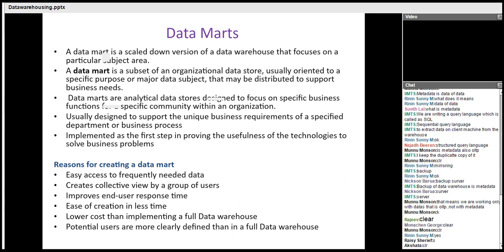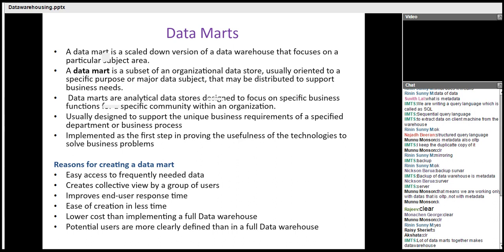A lot of data marts together make a data warehouse. Okay, so data marts are the data from the respective business functions. Those are called data marts. The collection of all those data marts at one place is called the data warehouse.